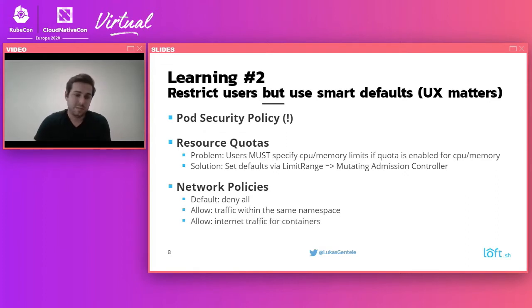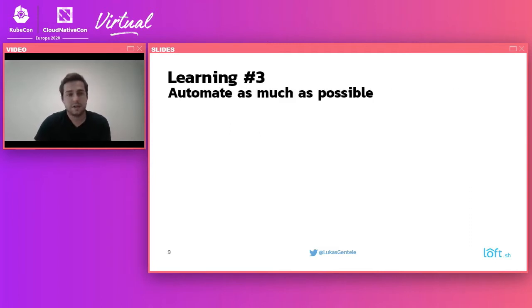For a lot of containers or a lot of namespaces, you can do this with labels, for example, allow them to connect with the internet. And don't forget about DNS as well. Usually you want them to connect to your cluster internal DNS, but you can also let them use any outside DNS service as well. The third learning is essentially automate as much as possible.